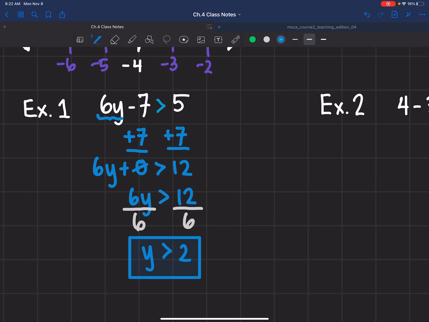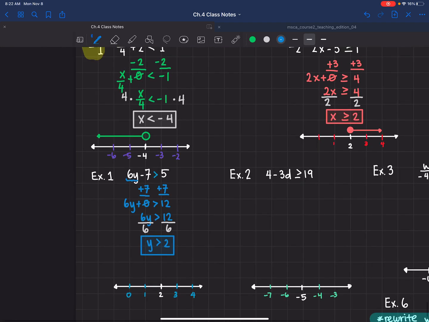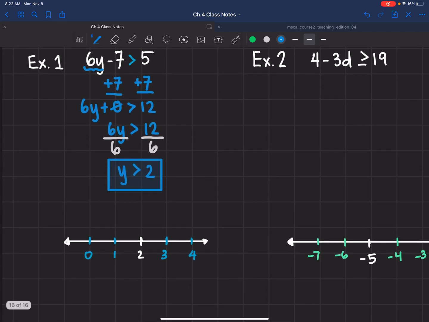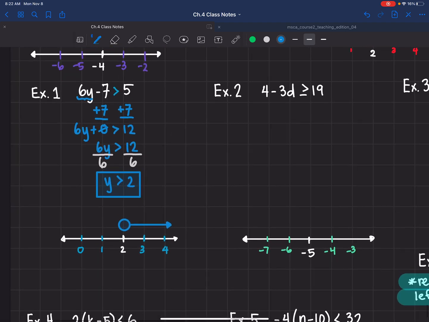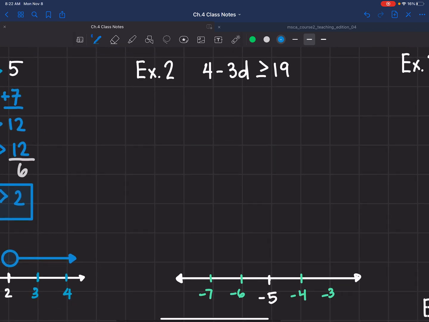Okay. All right. So let's graph. So here's 2. And we want to make sure our circle stays open and it goes to the right because it's greater than. Okay, there it is. All right, let's try another one.